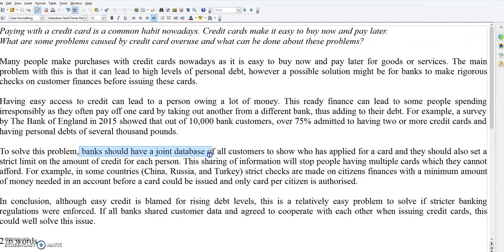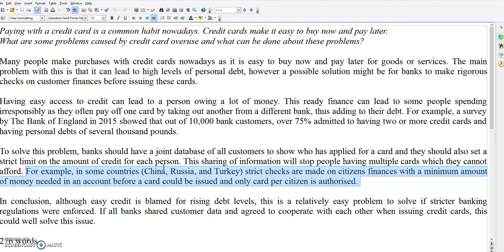Banks share information so we know who can afford a card, and it will stop people having multiple cards. For example, in some countries, I think this is true in China, I'm not sure, checks are made on finances. So, I mean, this could be a personal example from your country, for example.